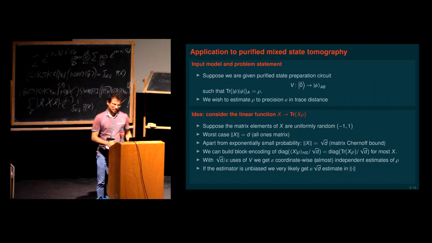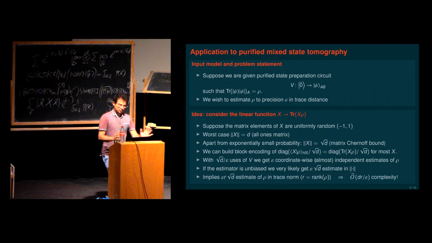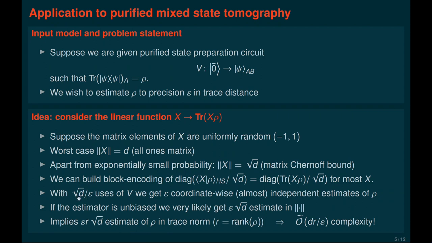So now I have an epsilon times square root d estimate in operator norm, and just converting norms, if my density operator has rank r, then it implies an epsilon r square root d estimator of the density operator in trace norm. So far I spent square root d over epsilon and got this precision. My ultimate goal would be epsilon precision, so I need to further increase this number of uses of V. If you just multiply these costs, you get d times r over epsilon complexity. So you can learn a rank r density operator of dimension d with that many uses of the state preparation oracle.